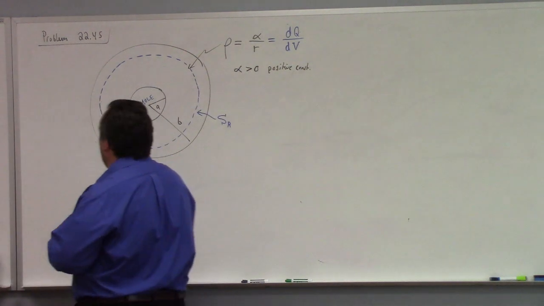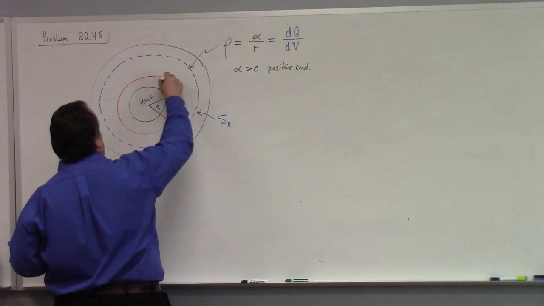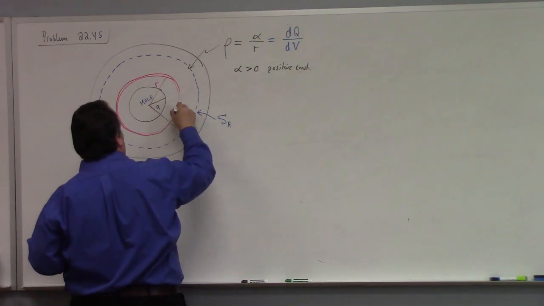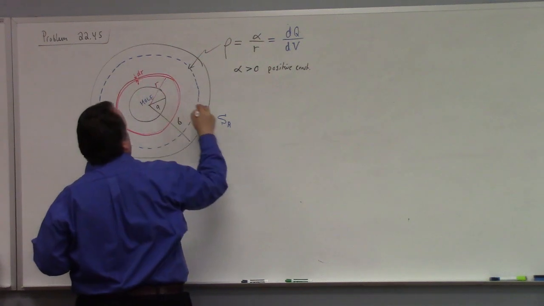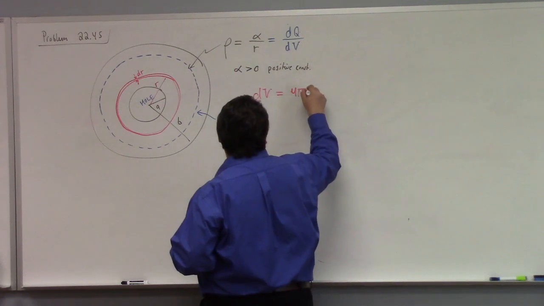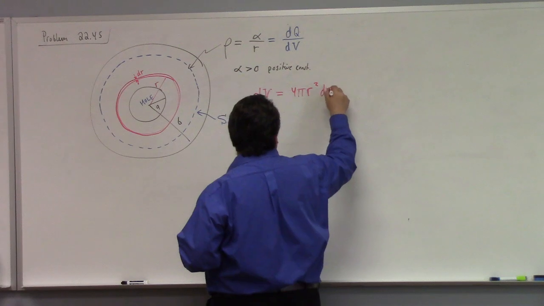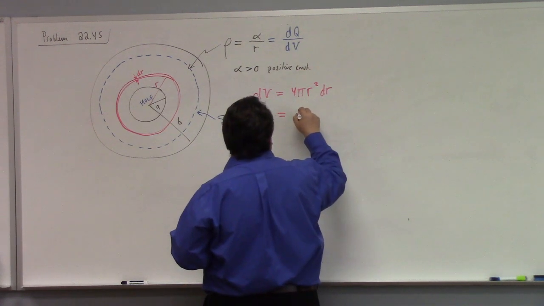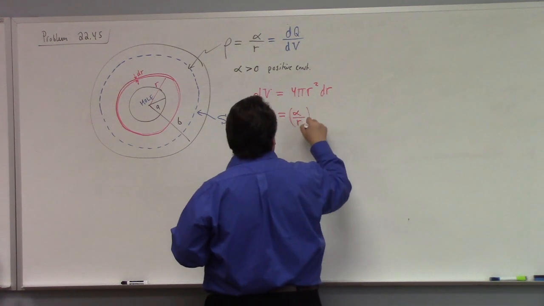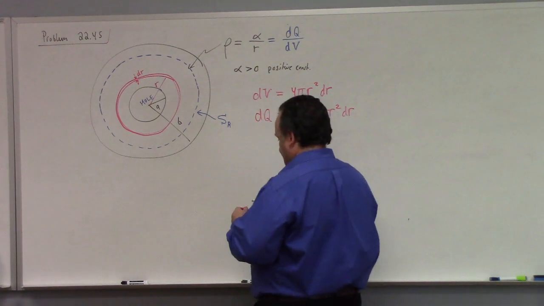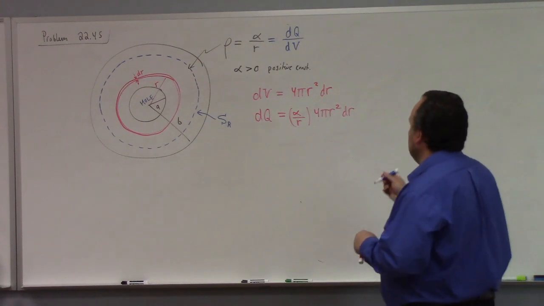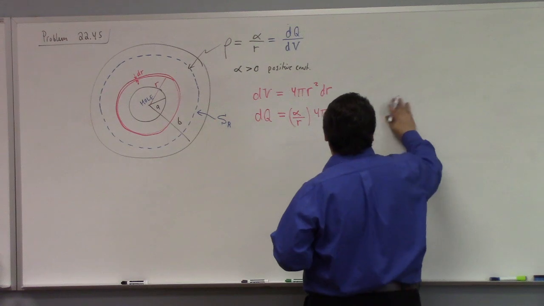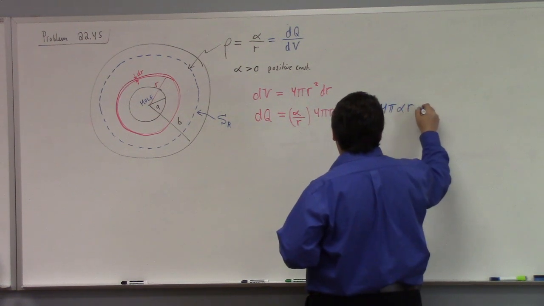So what you want to do is, like an onion, think about spherical shells of distance r, and the thickness of the shell will be dr. So the volume of such a shell is 4 pi r squared times dr. And so the infinitesimal charge on such a shell is exactly alpha over r times 4 pi r squared dr. So the infinitesimal charge on that one spherical shell is apparently 4 pi alpha r dr.